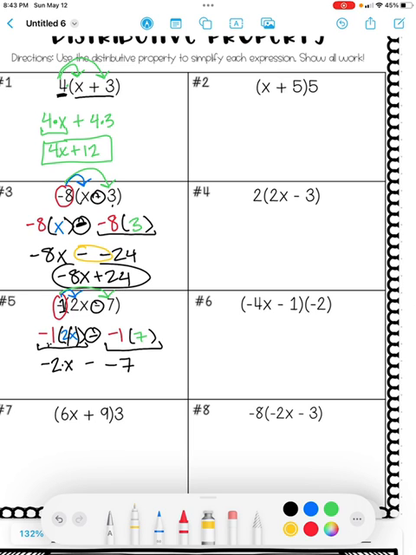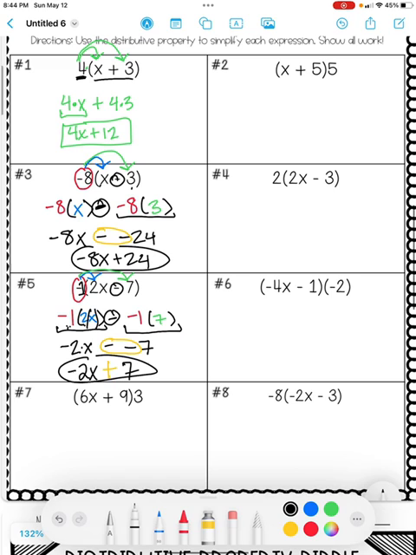I cannot combine negative 2x and negative 7 because one of them has x's and one of them is a plain number constant. But I can rewrite this because we know minus a negative really means to add. If we're getting rid of negatives, we are making something more positive. So this will be negative 2x plus 7 for my final answer.